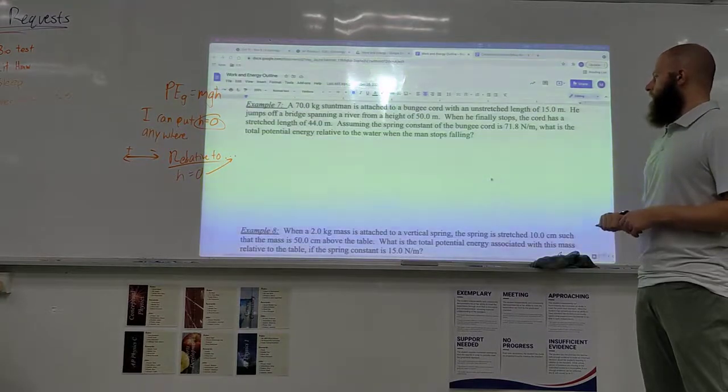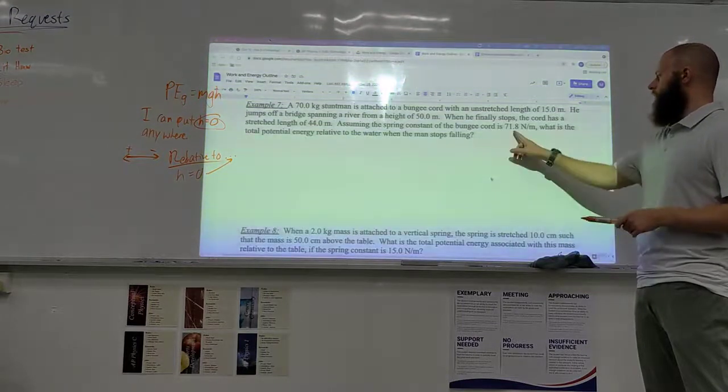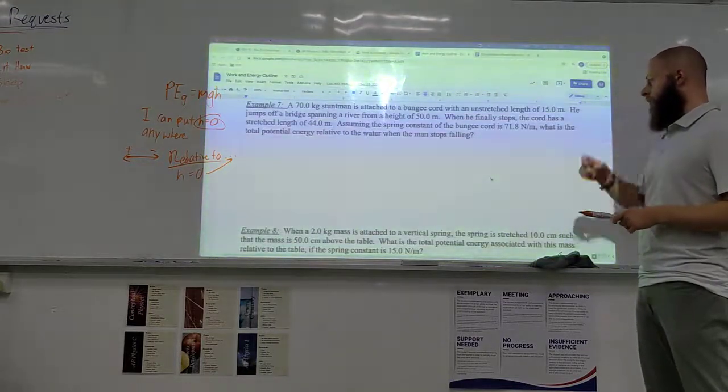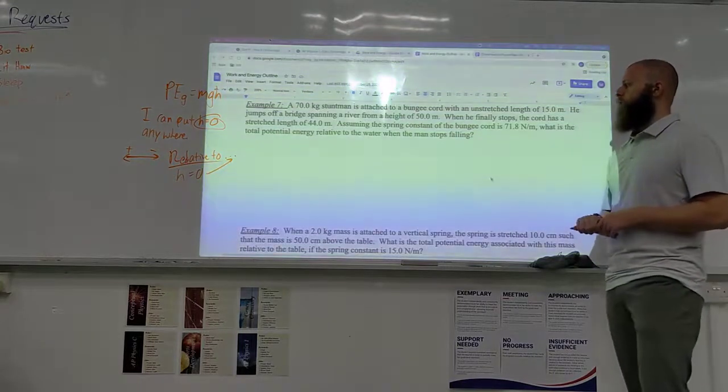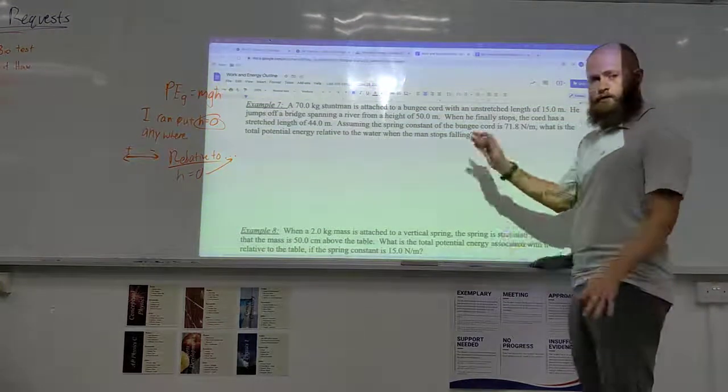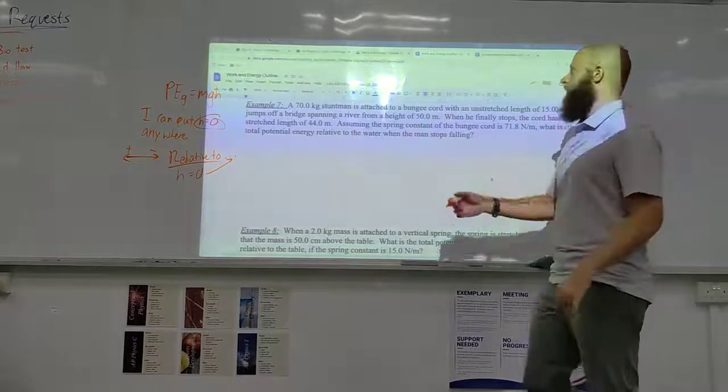When he finally comes to a stop, the cord has a stretched length of 44 meters. Assuming the spring constant of the bungee cord is 71.8 newton meters, what is the total potential energy relative to the water when the man stops falling? So let's first of all just draw a picture just to help visualize this.